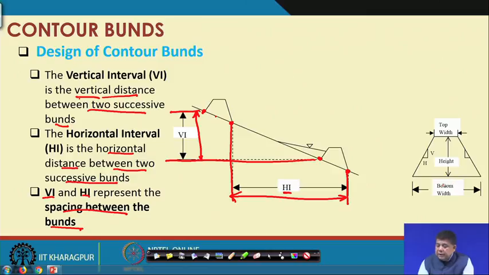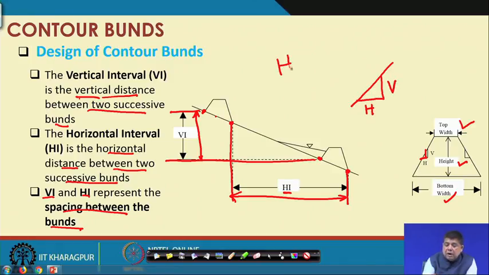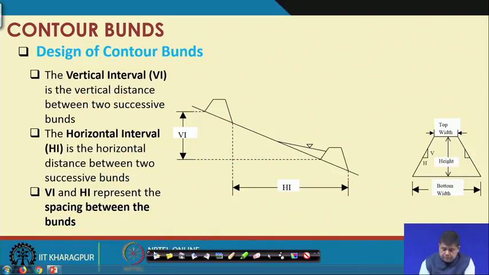And the cross section, we have already seen that it involves height, bottom width and top width. So, these are the various design criteria. This is the side slope, H is to V. Whenever we say side slope, we always represent it as H is to V, horizontal is to vertical. We will see a little more detail of this further on.